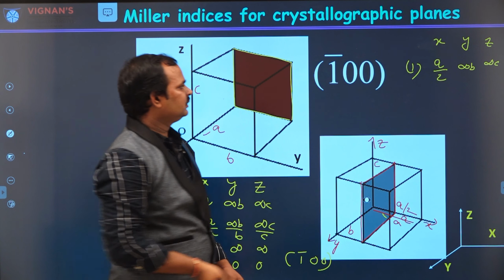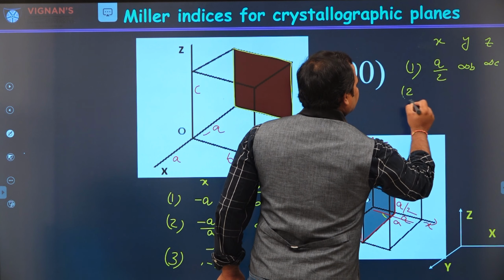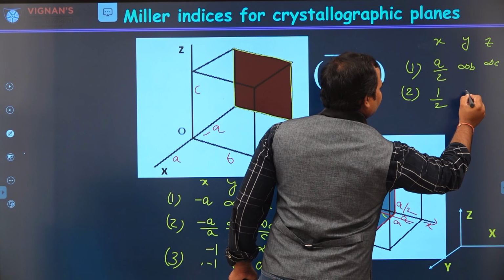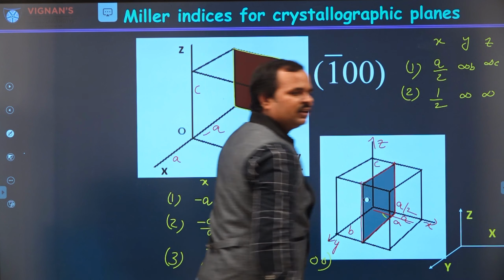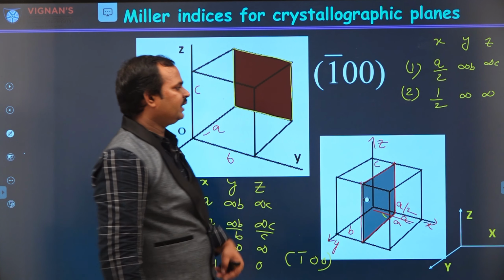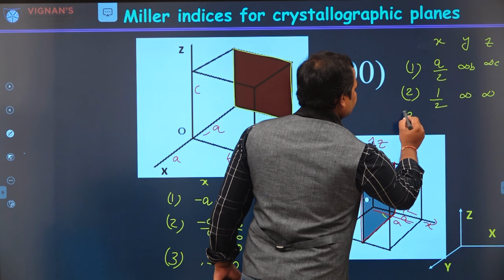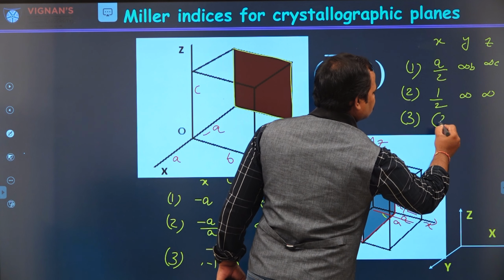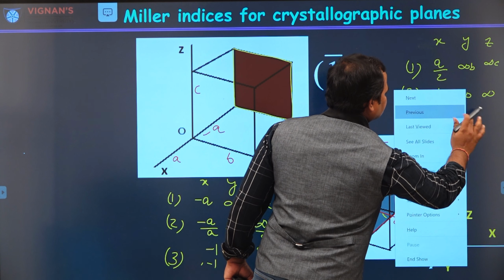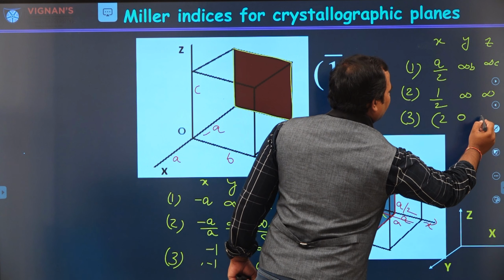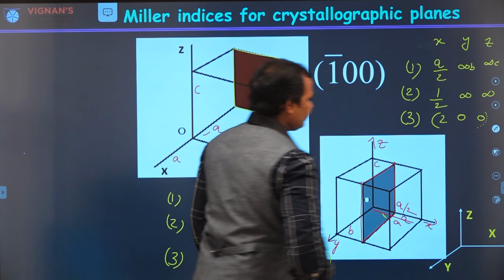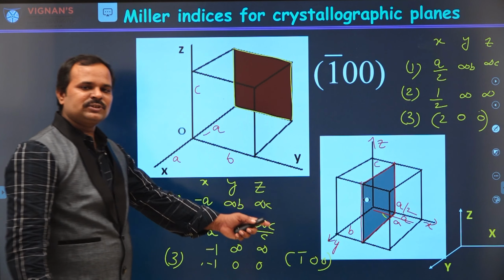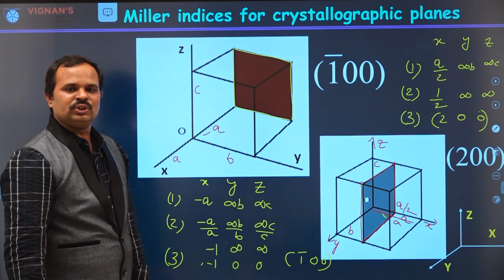Next, the same steps: just divide them by the lattice parameters. We get 1 by 2, infinity, infinity. Now reciprocate them to get the Miller indices. So 1 by 1 by 2 gives us 2, 1 by infinity gives us 0, and 1 by infinity gives us 0. So the Miller indices for this particular plane are 2, 0, 0.